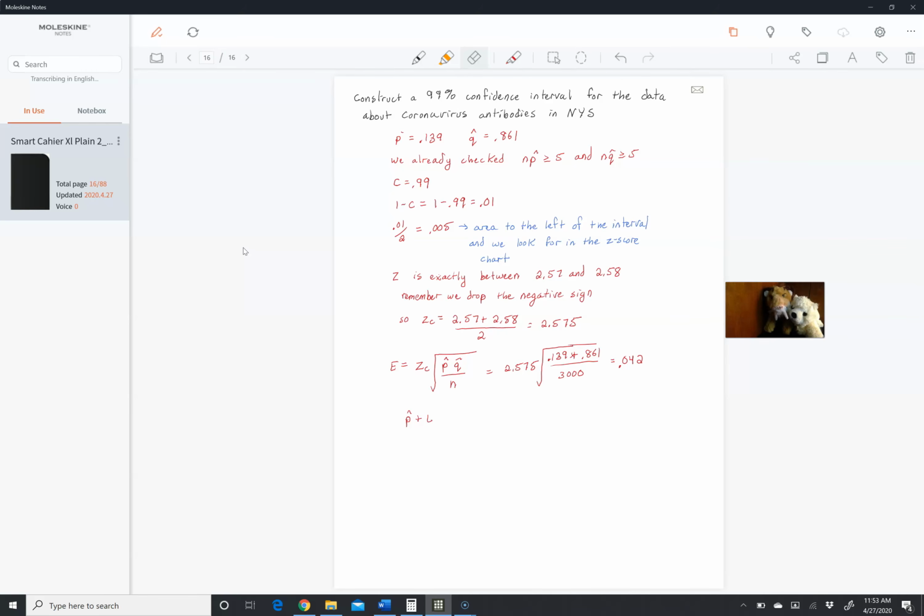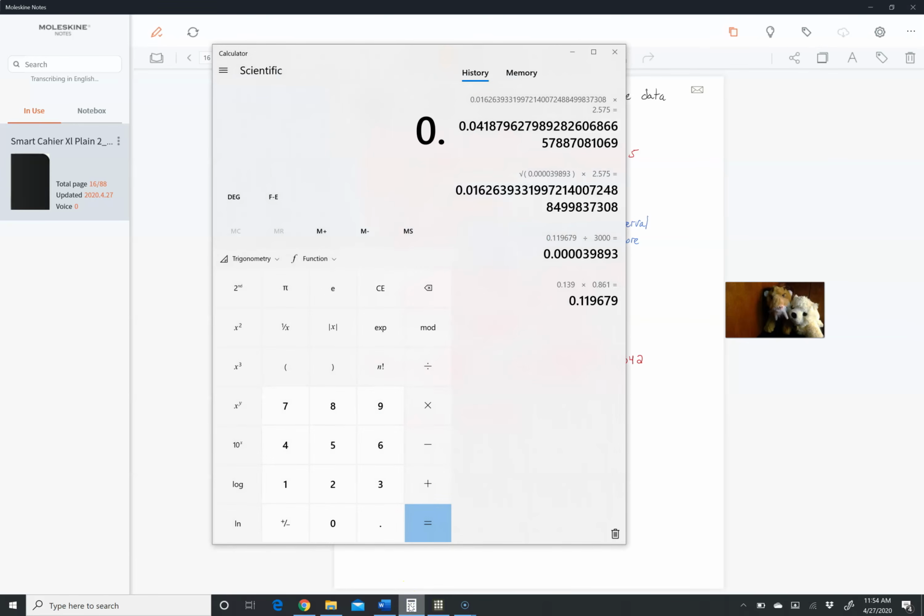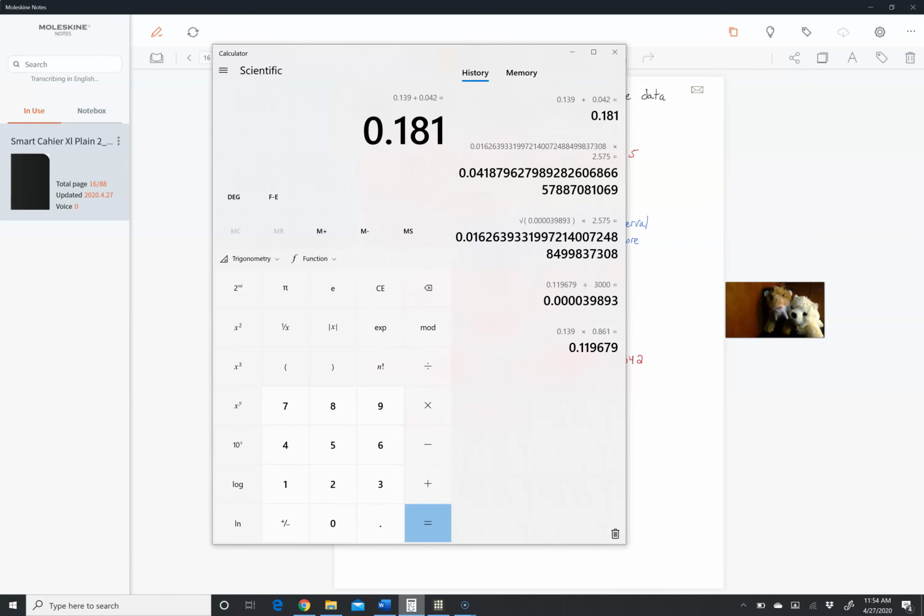P hat plus the margin of error. I'll label these also. This is step 1. This is step 2. We said we find the z-score is step 3. Margin of error is step 4. And then finding the interval is step 5. So we have 0.139 plus 0.042. And we get 0.181.